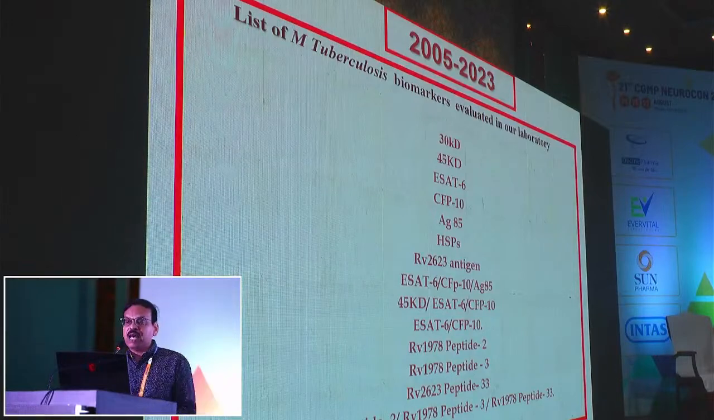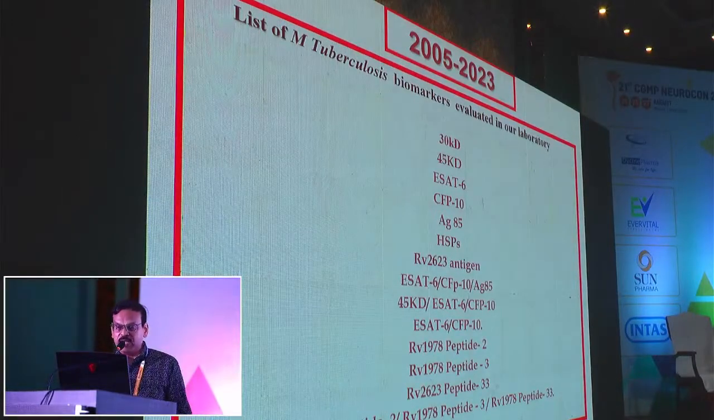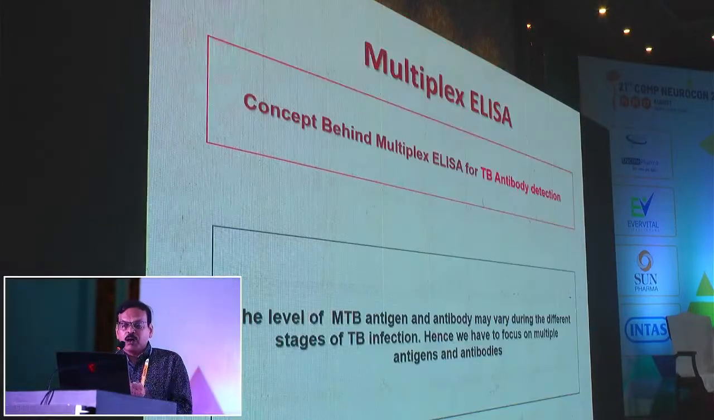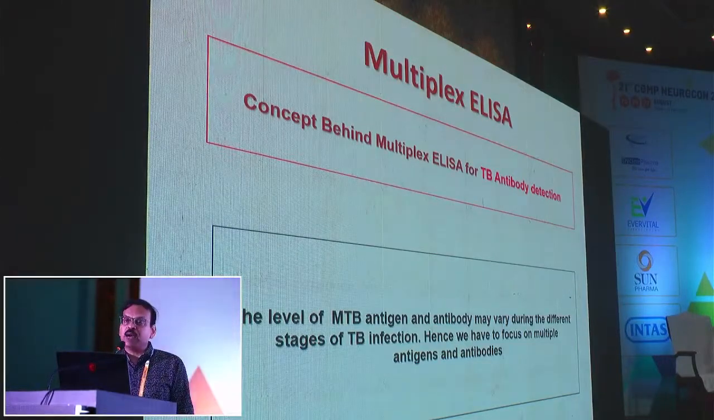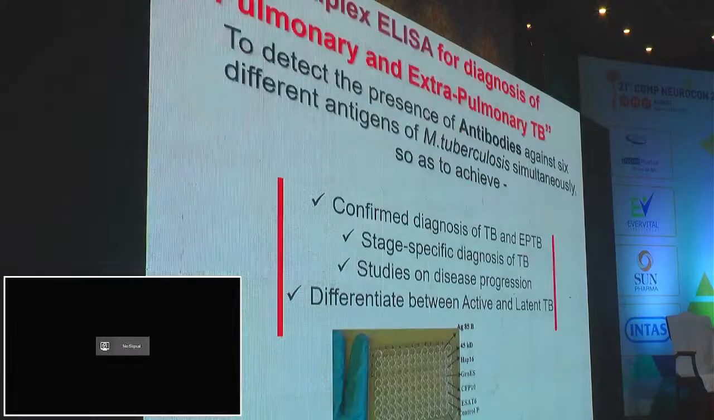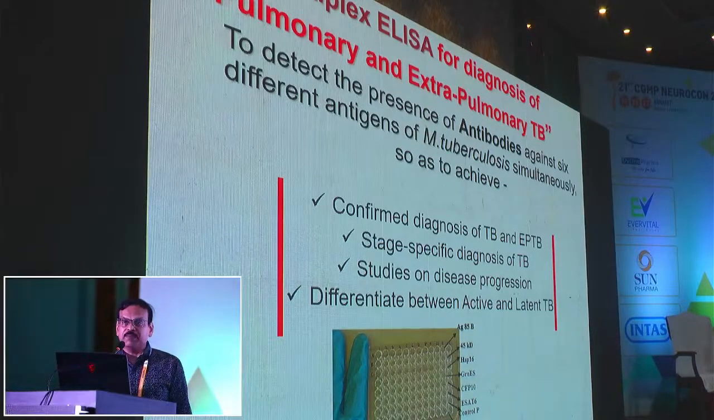So over a period of the last around 20 years, we have looked at various biomarkers, antigen, antibody in tubercular meningitis cases, and all this we have been using for the diagnosis of tuberculosis. However, we all know that with tubercular meningitis, the level of Mycobacterium antigen and antibody differ during various stages of the disease. It may be because of treatment, because of host response. So we thought that we develop a separate kit which would look at multiple antibacterial antigens together.